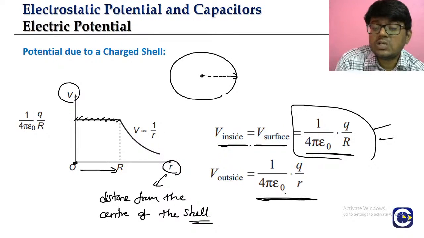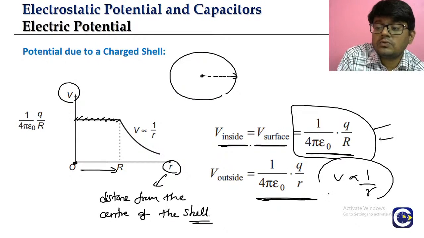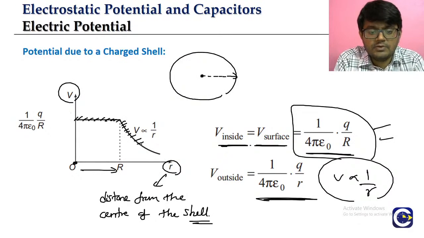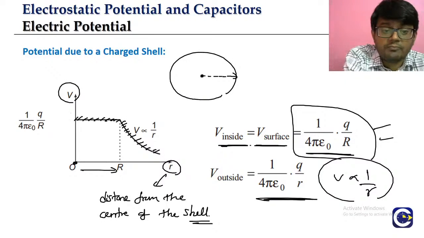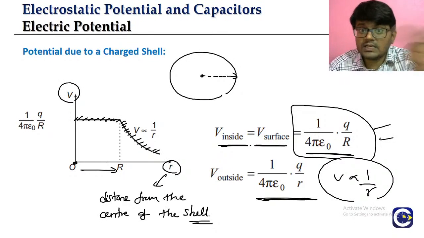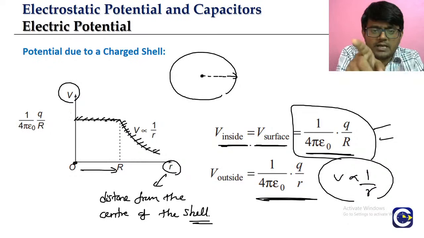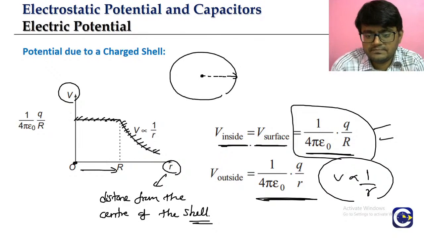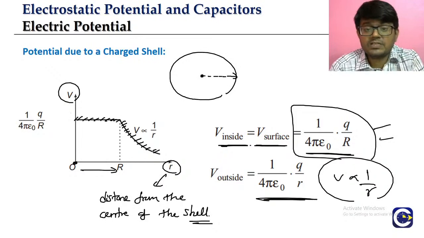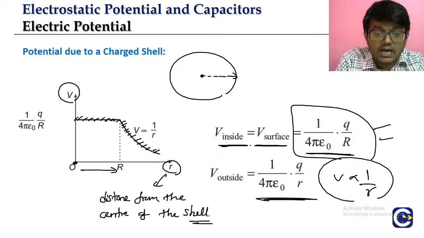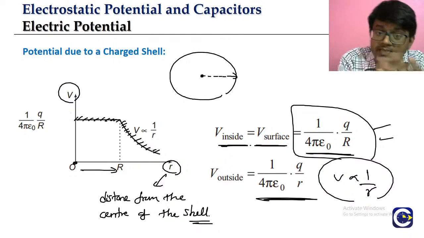After that, what is the formula? Potential outside is 1 by 4 pi epsilon q by small r. Which means the potential is proportional to 1 by r, so it will be a decreasing curve. It comes like this. So this is the graphical representation of potential due to a charged shell. Conducting sphere is also the same thing. Inside it will be constant, a horizontal line, and after that a decreasing graph. Okay? So that is the graphical representation of both electric field as well as potential due to the charged shell. Charged shell and conducting sphere will be the same.